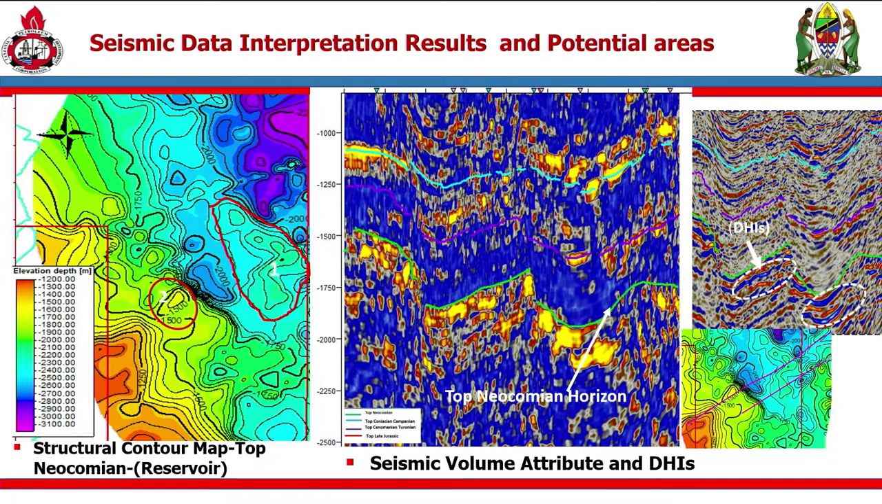I also picked a few lines that cross the potential. I did some seismic attributes, the RMS, which shows the high amplitude areas, indicating the possibility of having hydrocarbon. Also, there are some direct hydrocarbon indicators, DHIs, as shown in the right diagram on the slide.